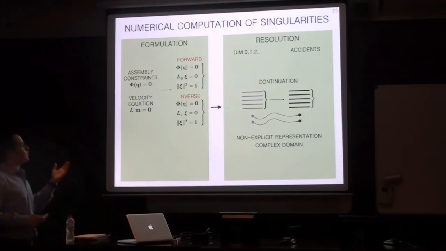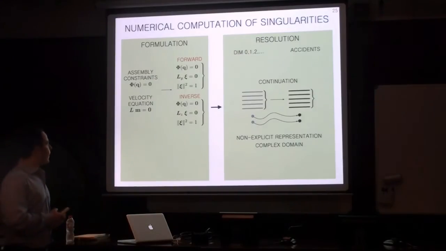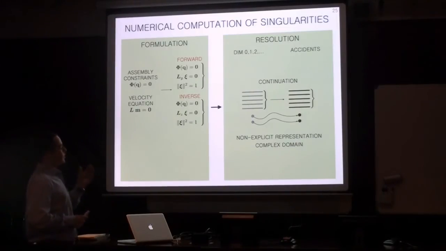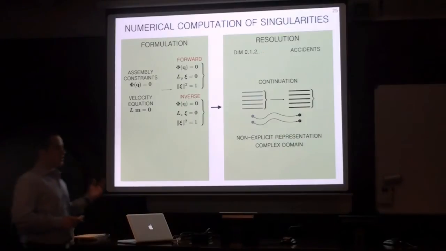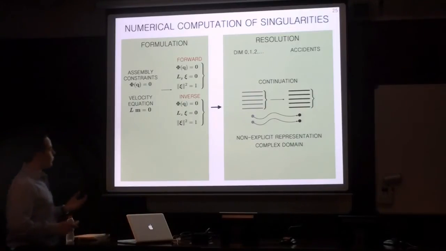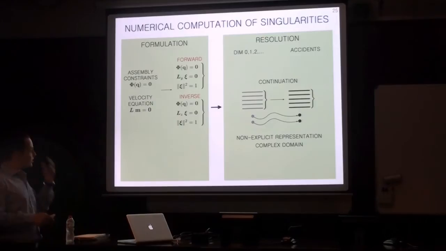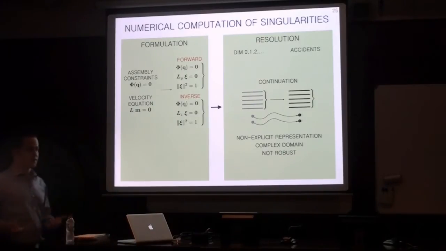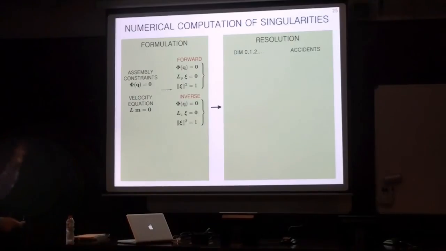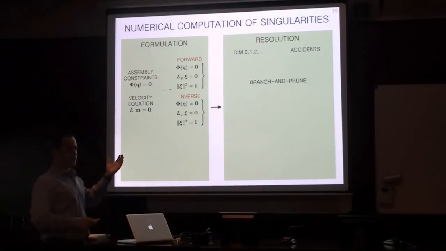Another extension of continuation methods has been proposed by Mike Henderson from IBM, and which is known as higher dimensional continuation methods. We initially thought that these methods could be used to compute the singularity sets, but after a collaboration with the author, we concluded that the methods are not yet robust enough to deal with all the accidents that the singularity set may present. So given this situation, we propose to use a branch and prune technique.